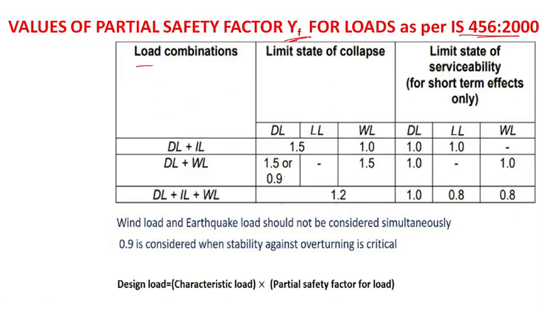So, load combination. What partial safety factor for the load is given according to the IS 456 code? These are the load combinations, for the limit state of collapse and the limit state of serviceability. In the limit state method, I have already explained that we have two types of limit state: one is collapse and another one is serviceability.